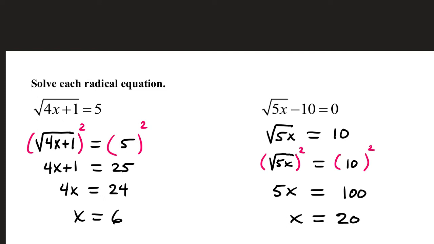The example to the right, if we add 10 to both sides of the equation, we isolate the radical term, and it's equal to 10. Squaring both sides, the square root of 5x squared is 5x. 10 squared is 100. Divide both sides by 5, and x equals 20. 5 times 20 is 100. Square root of 100 is 10, minus 10 is 0. That equation is satisfied.